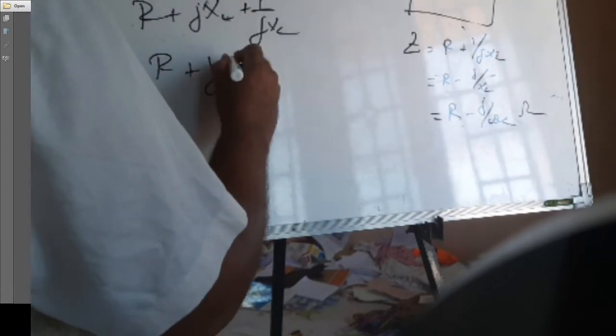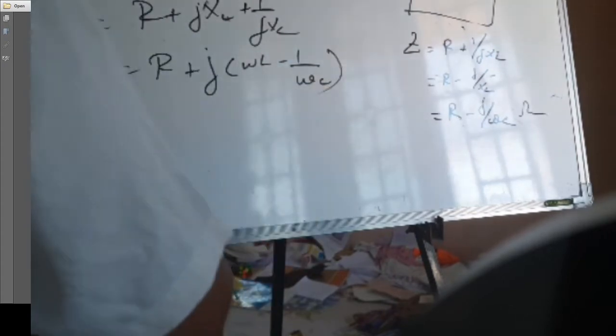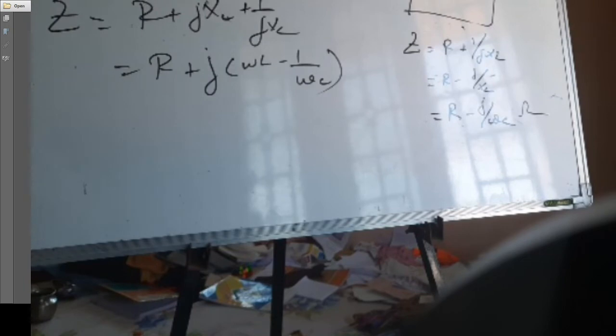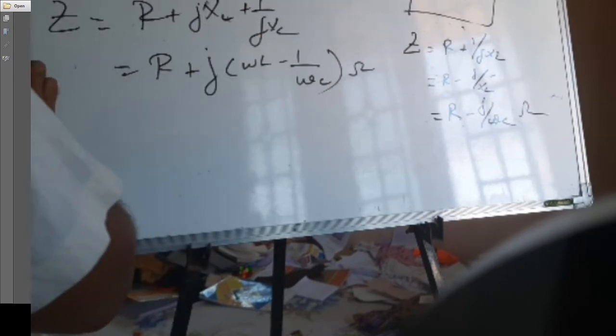R, L, and C. So here you can see that Z is equal to R plus jωL plus j, R plus j. This is the total impedance. Okay, so we know this. So we know that Z is equal to... Okay. Now we come to this.